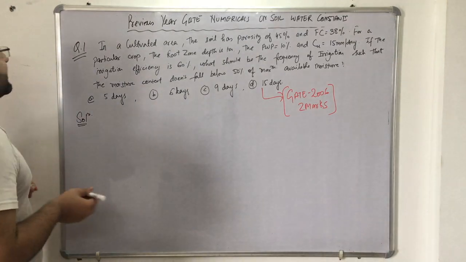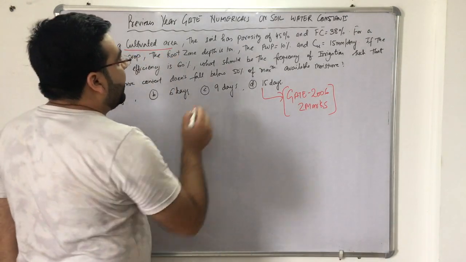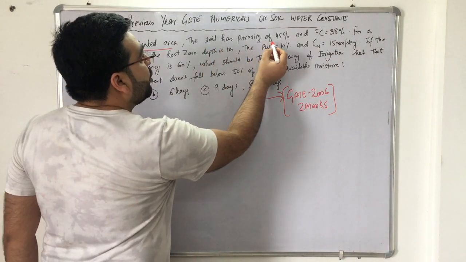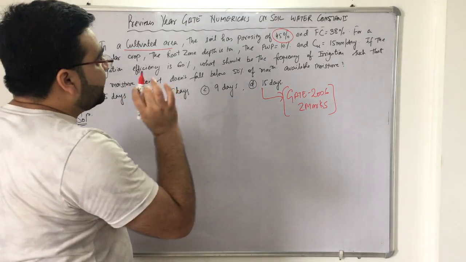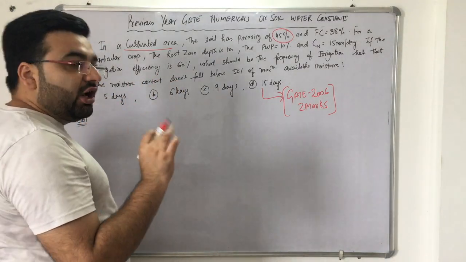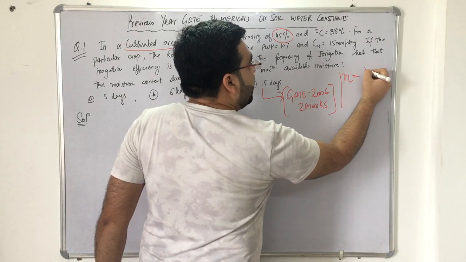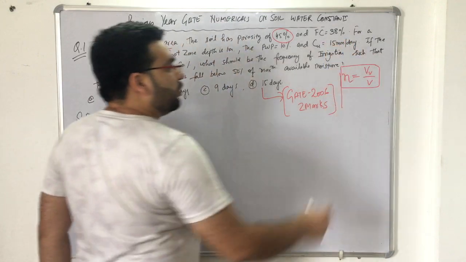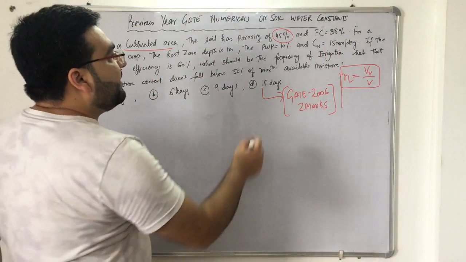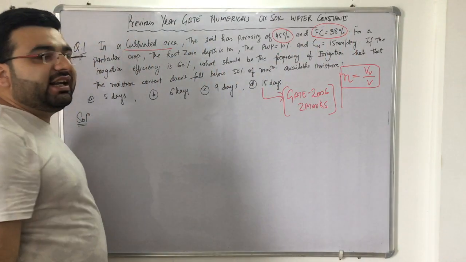It says that in a cultivated area, soil has a porosity of 45%. So what is porosity? If you remember, porosity is given by N, which is volume of voids divided by the total volume. Clear? And field capacity is 38%. So 38% is the field capacity given.